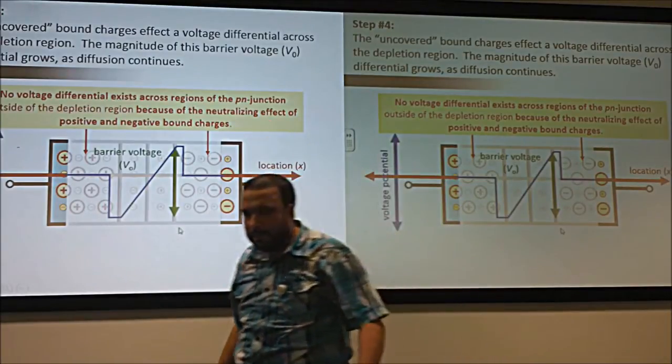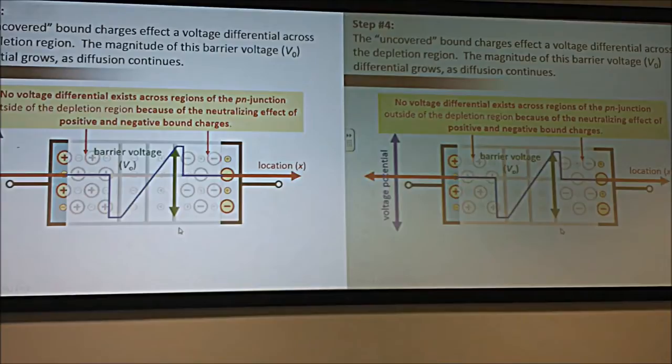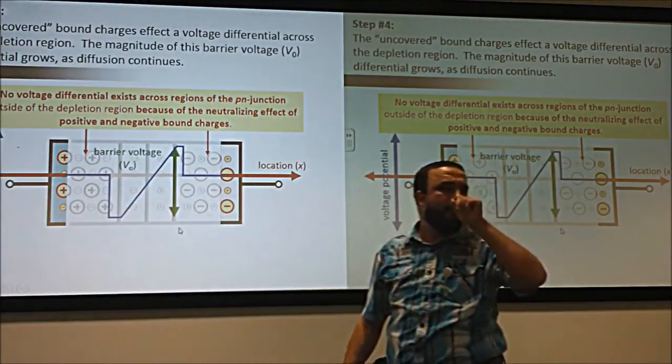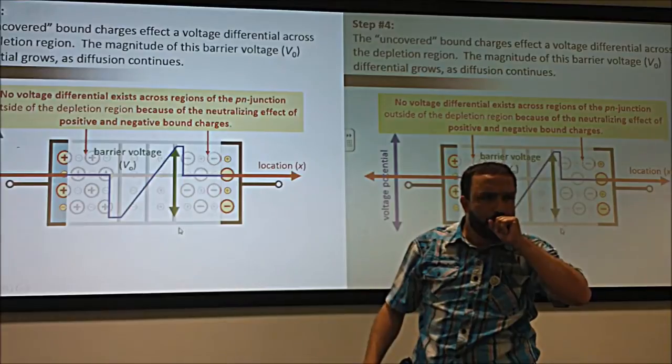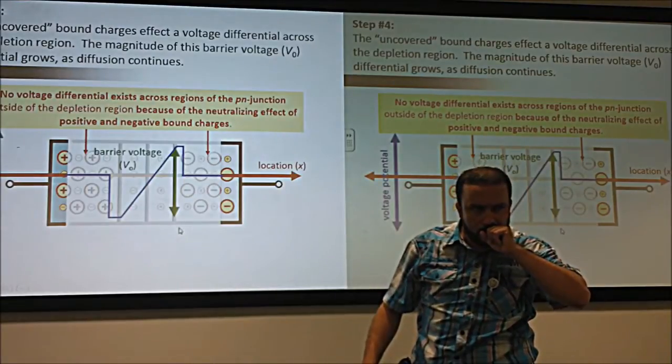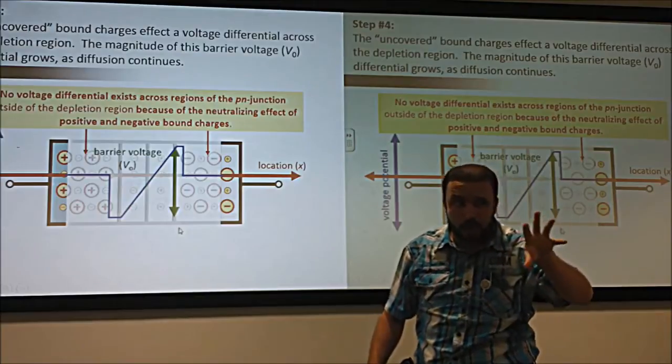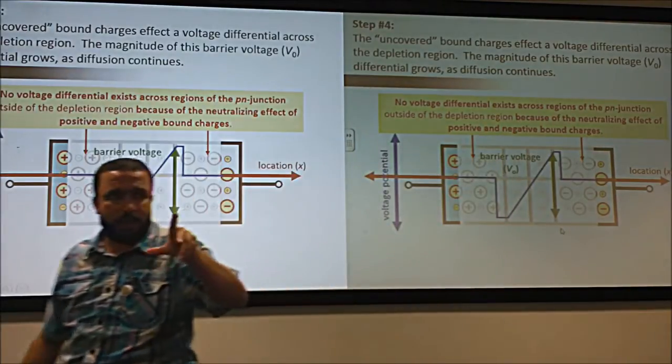Okay, I'll give you a chance this time. Because maybe positive and negative bound charges are neutralized, like they say. Nice try, but that's not the answer. Any candidate? Yes, you? Because on this side we have positive and negative, but in the middle we have only positive. Close. I didn't hear the answer yet.